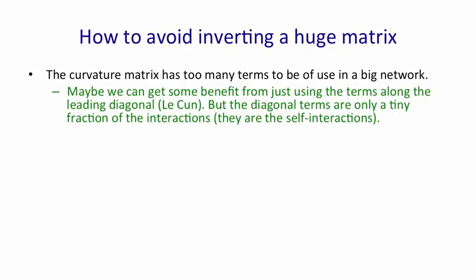One thing we can do is to just look at the leading diagonal of the curvature matrix and make our step size depend on that leading diagonal. That helps a bit. It will get us to make different step sizes for different weights. But the diagonal terms are only a tiny fraction of the interactions. So we're ignoring most of the terms in the curvature matrix when we do that. In fact, we're ignoring nearly all of them.